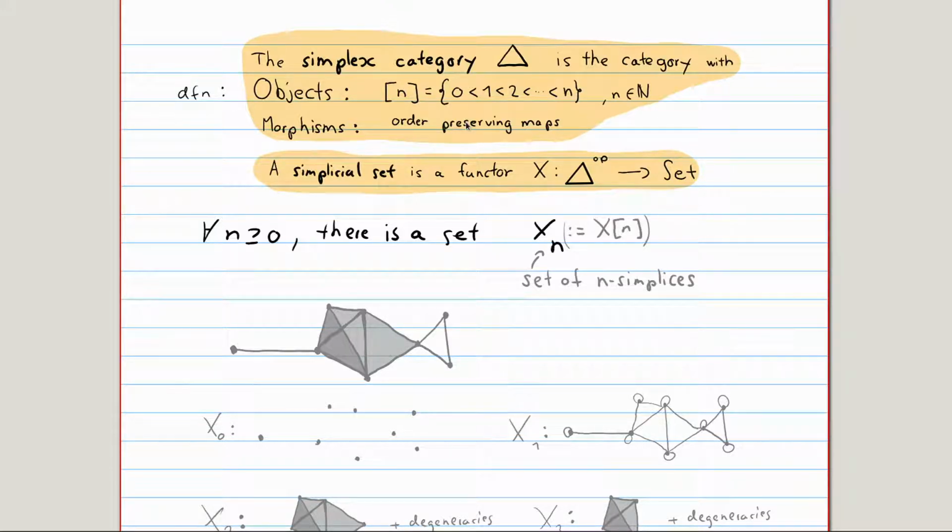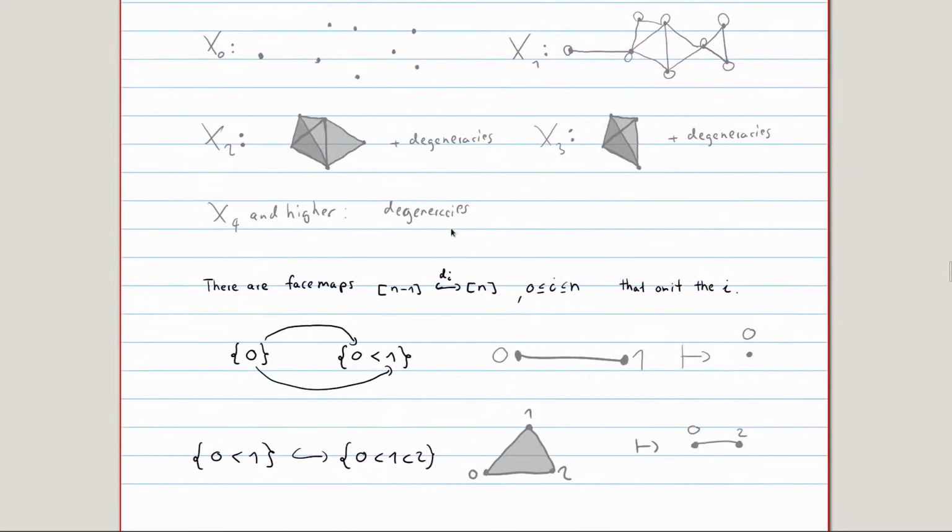And there are two special types of morphisms in this category. So one is the face maps. For every n, there exist exactly n+1 injective morphisms from this object to this object, and we can describe them simply as those that map every number to its target while omitting one element in the target.